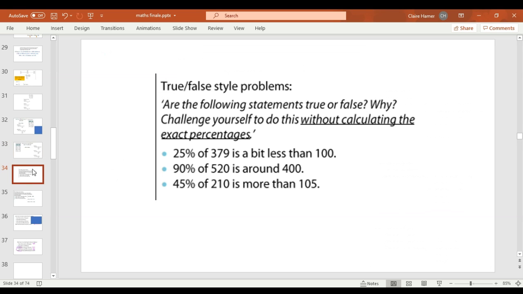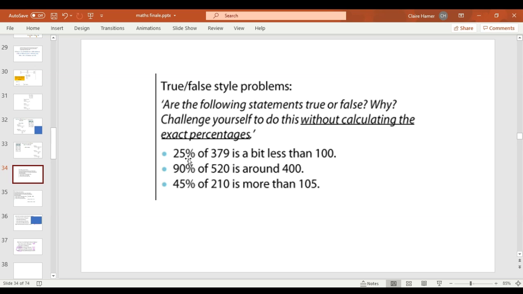Right. This is the final problem we'll do for today, and we'll save the other problems for tomorrow. So, true or false style. Are the following statements true or false, and why? And the challenge is to not work out the answer. So I don't want you to sit there and work out 25% of 379. I want you to use your knowledge of percentages and fractions. And I want you to just sit there and just think. So the question is this true or false?